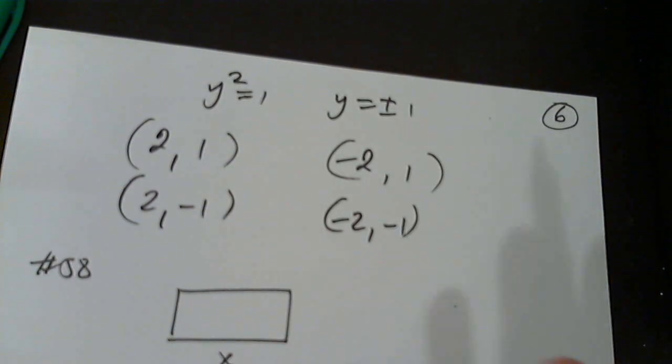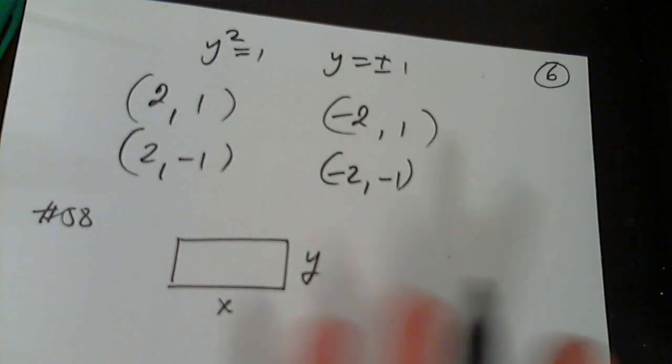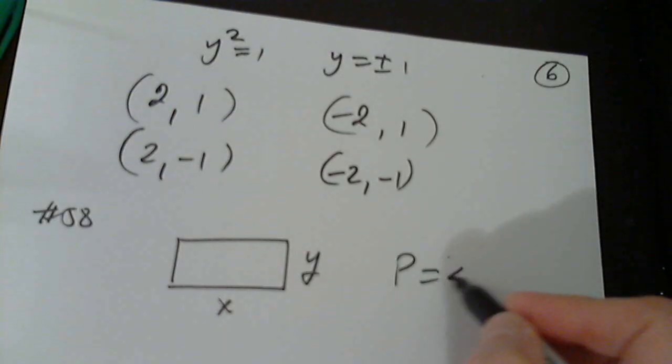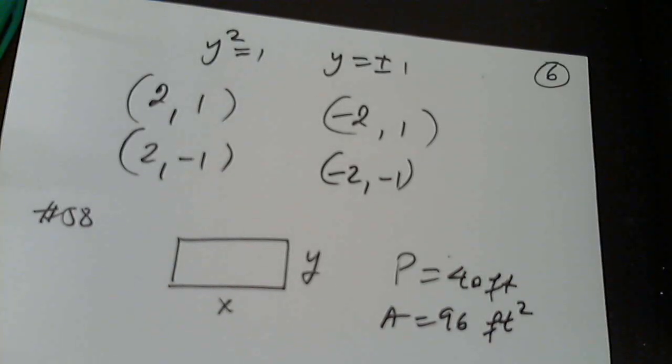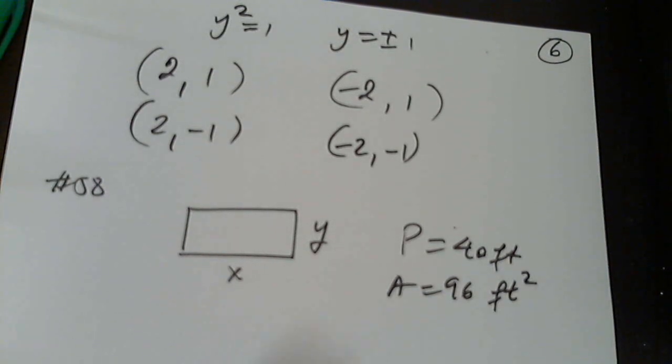with, doesn't matter how you denote it, let's say x and y. X is the length, y is the width. And the problem is saying, find the length and the width of a rectangle whose perimeter is 40 feet and area 96. So perimeter 40 feet, area 96 square feet. This has to give us an equation. Why? Because we have two variables and we have to have two equations.